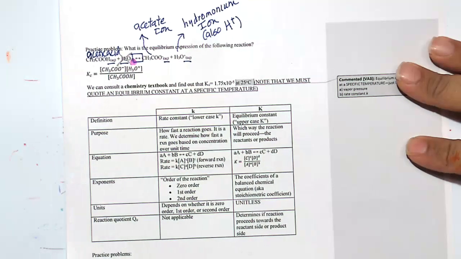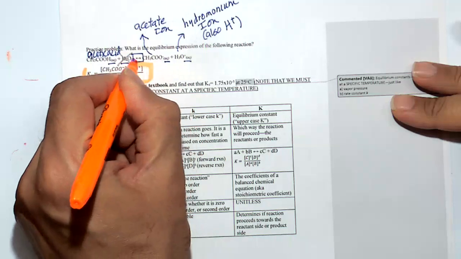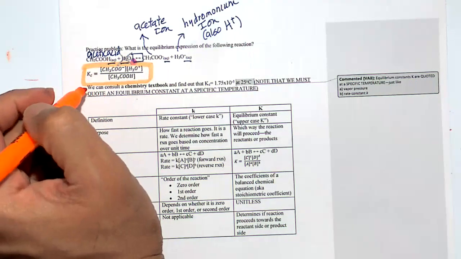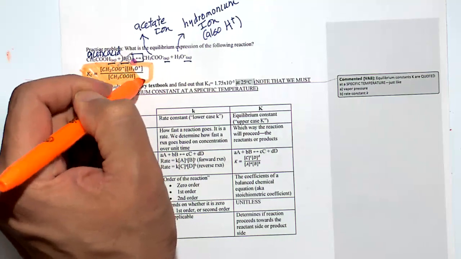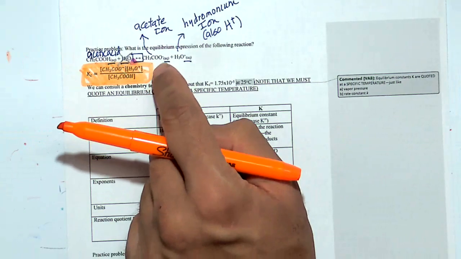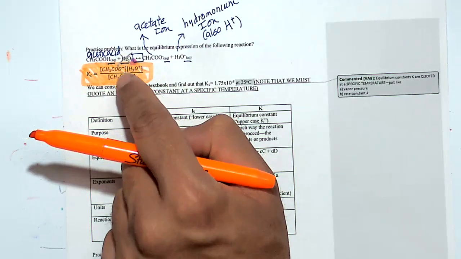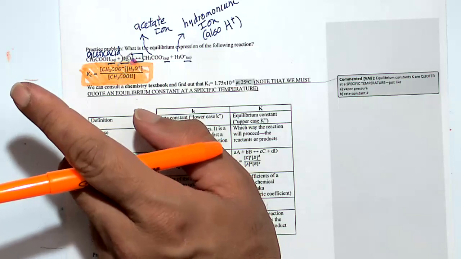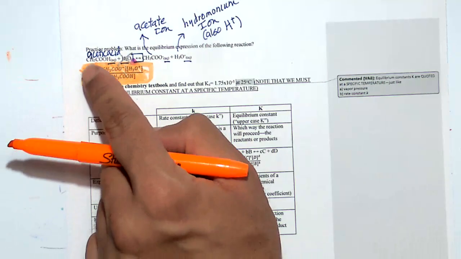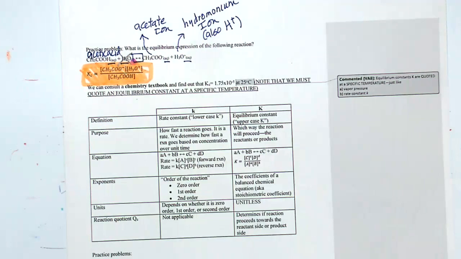For now, what you need to know is being able to write this out. Highlighted here is what we should be able to get. Why is there no Kp here? There are no gases, so no Kp. Why is it Kc? These are all aqueous, yes?